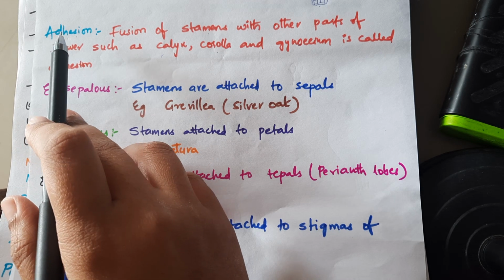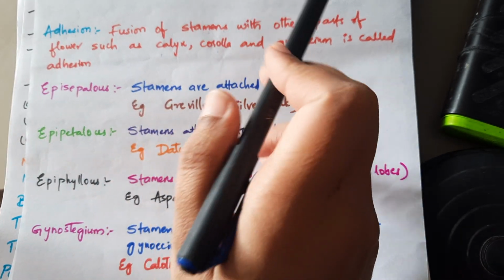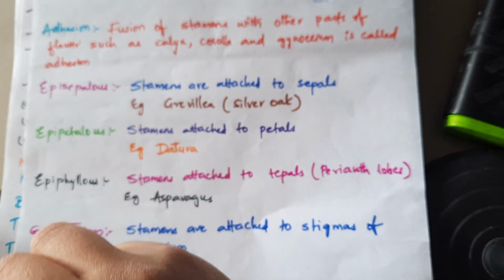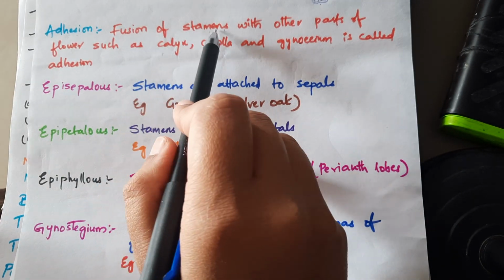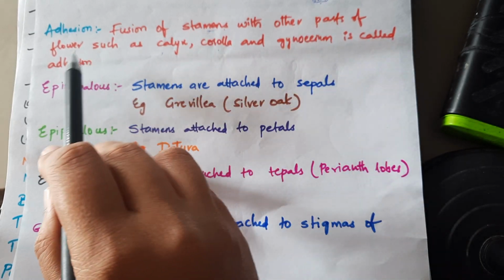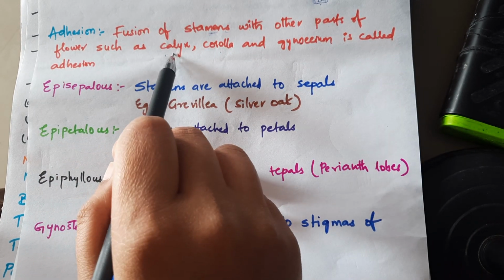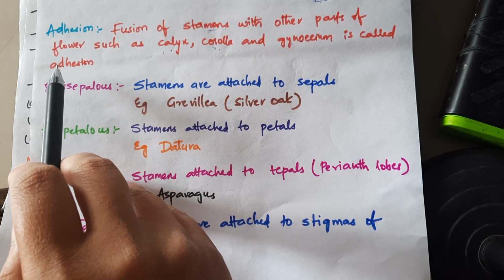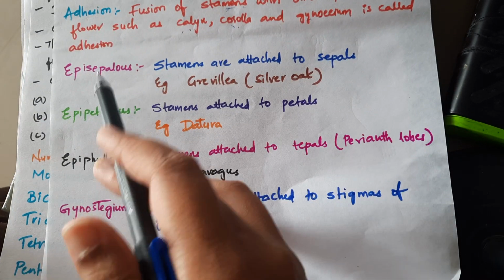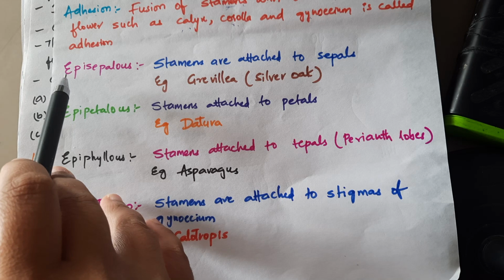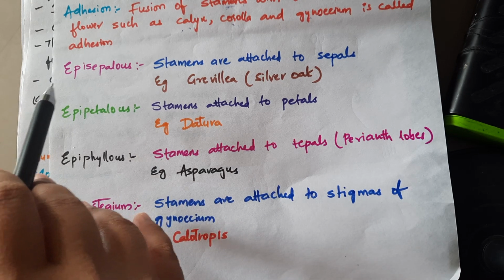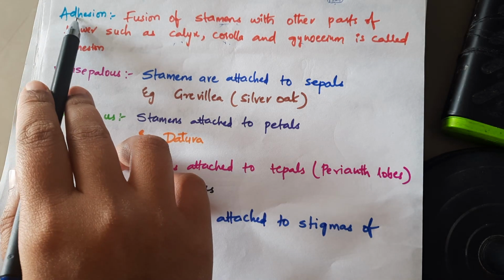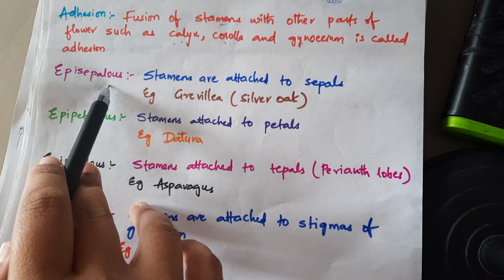But here it is the fusion of stamens with other parts of the flower. Here the fusion is not taking place between the stamens. The stamens fuse with the other parts of the flower like calyx, corolla and the gynoecium. So we call this the adhesion. In this, further various types are there. First type is episepalous.